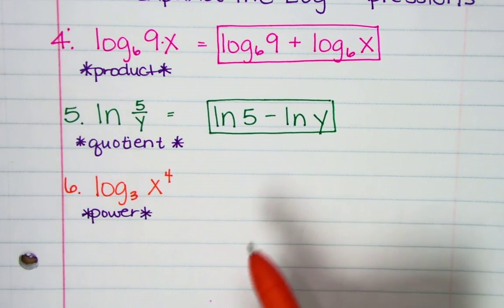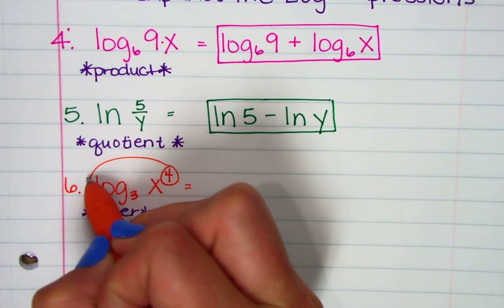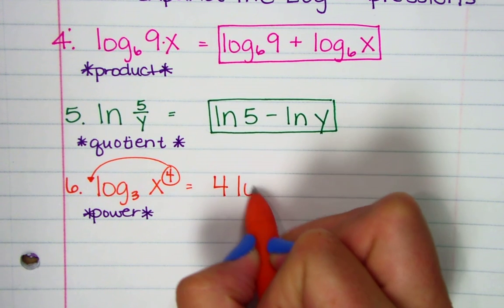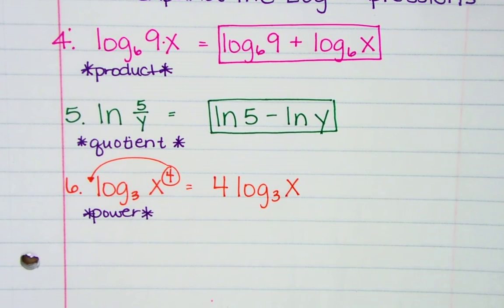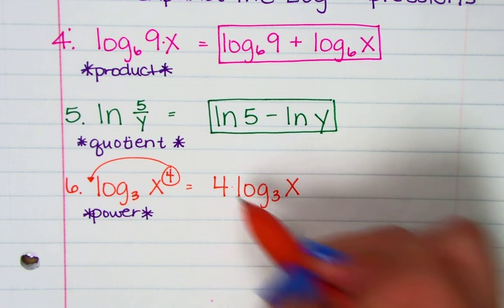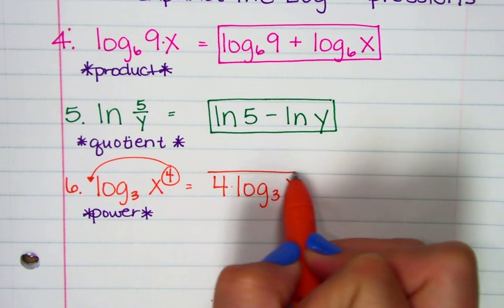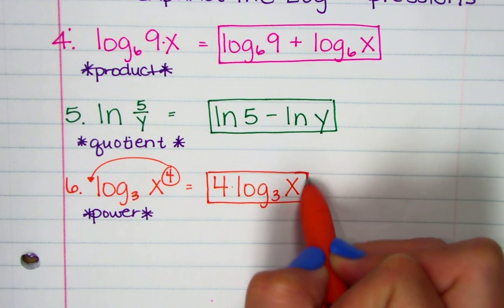So, we've said it before. What happens to the exponent? Moves to the front. Everything else is going to stay in the same place. 4 log 3 of x. That's saying 4 times log 3 of x. It's multiplying, but you don't have to put a times sign. On the practice, you're not going to have to put a times sign.